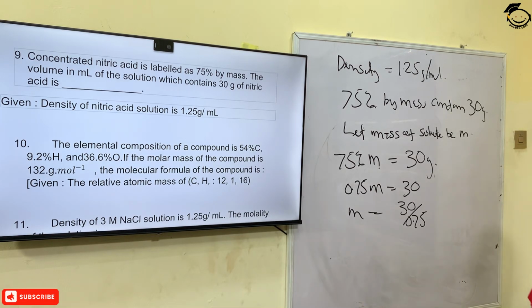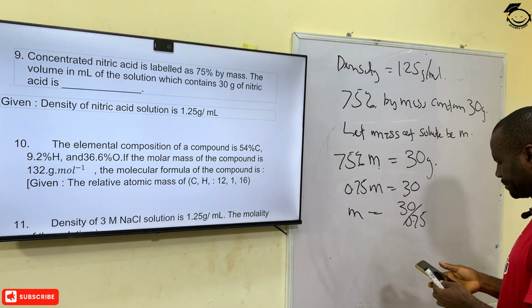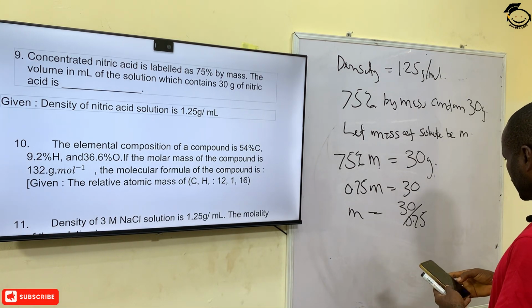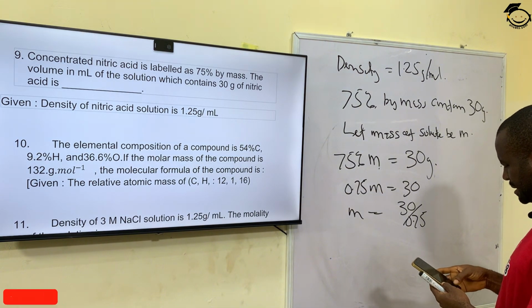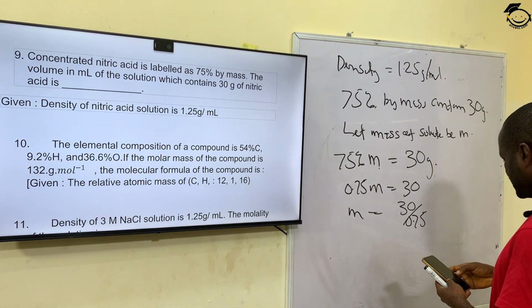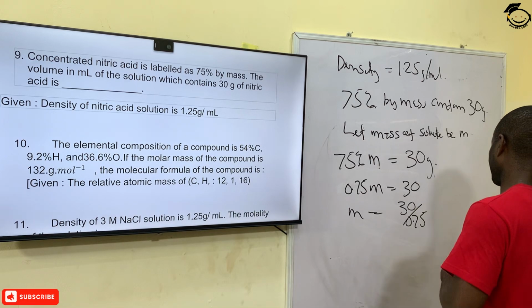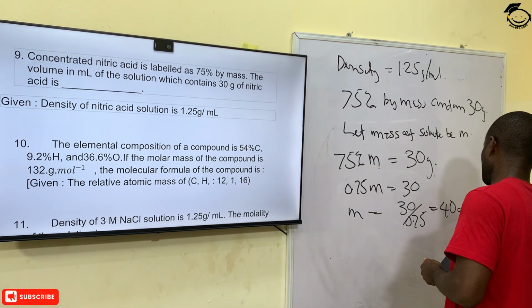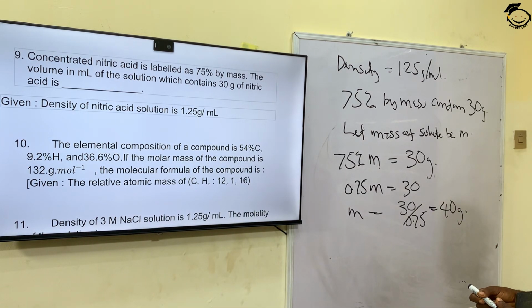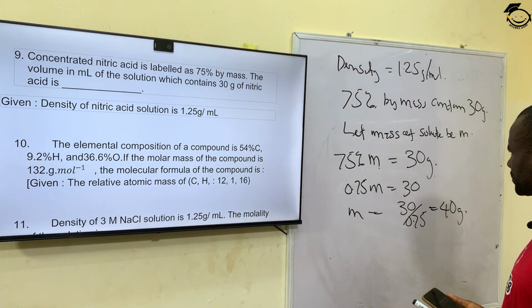Yes, can somebody help us with that? So that gives us 30 divided by 0.75. That gives us 40 grams. So the mass of the substance is going to give us 40 grams.